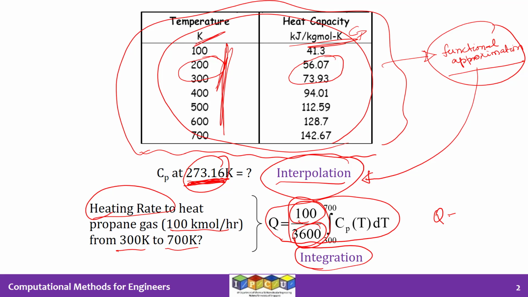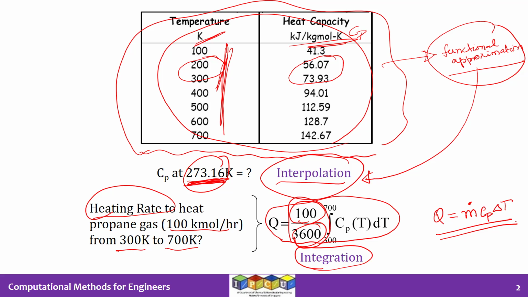So you will get the very well-known form. If Cp was constant, you will get Q equal to m dot, which is, let's say, the molar flow rate, multiplied by some average Cp value times delta T. So this is a form that we have seen in many other courses, for example, in our mass and energy balance course, etc.